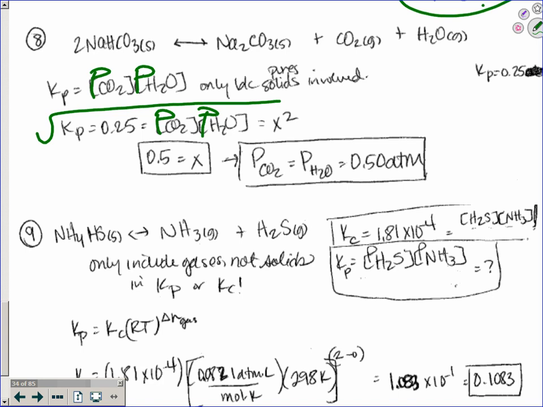And since we are talking about partial pressures, we're not going to put molarity there. We're going to put a unit of pressure, which will be atmospheres in this case.